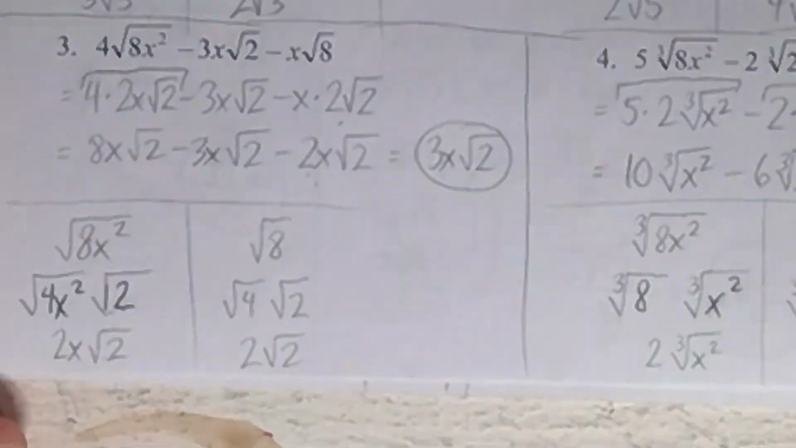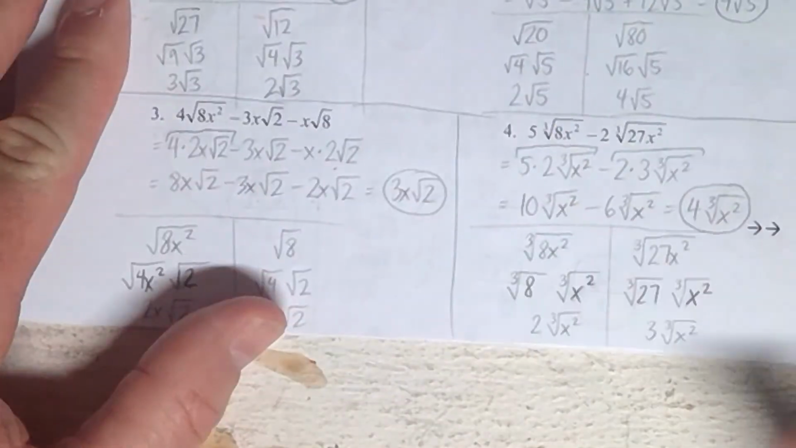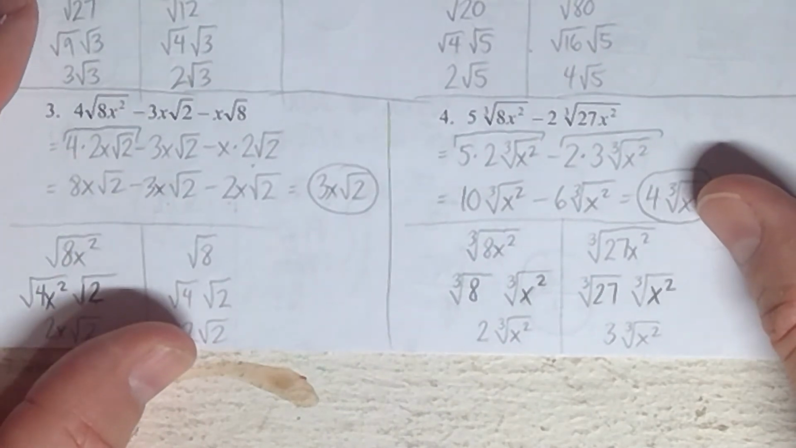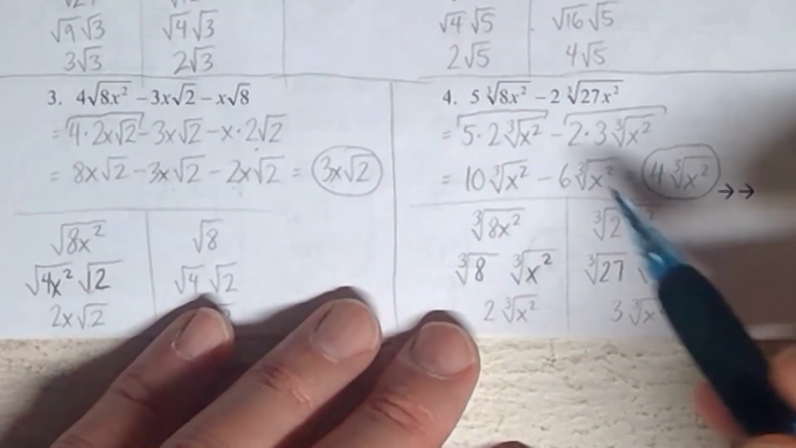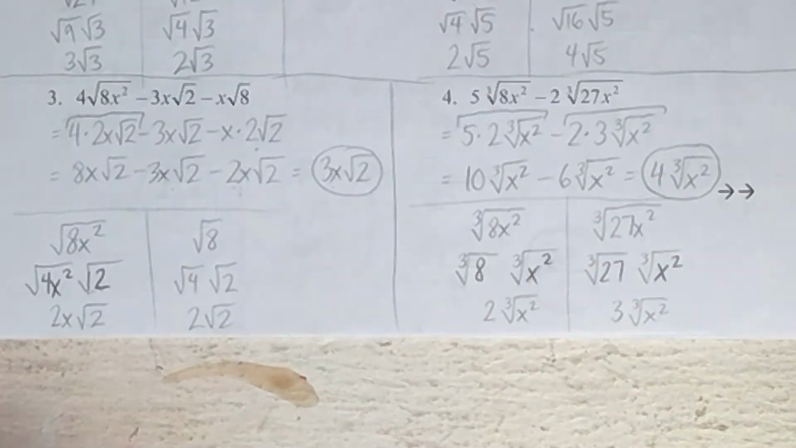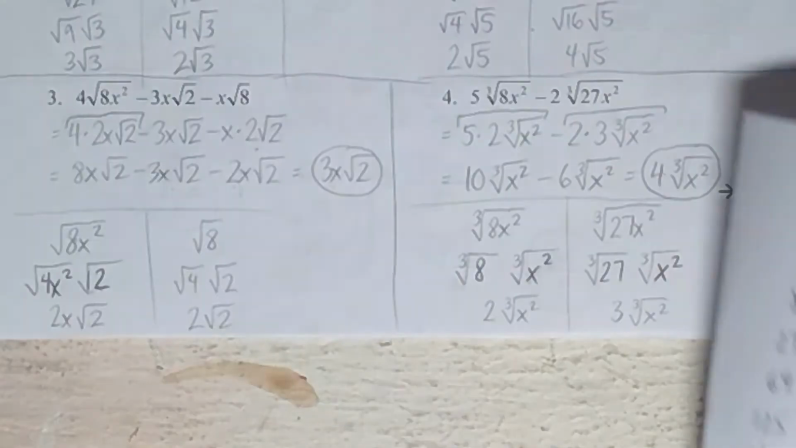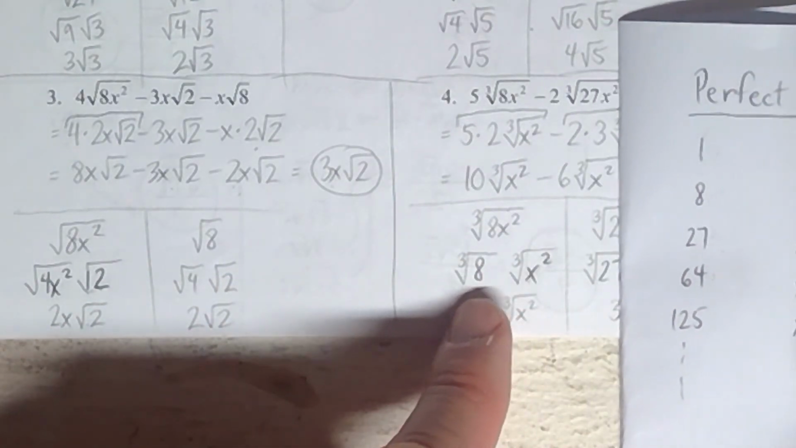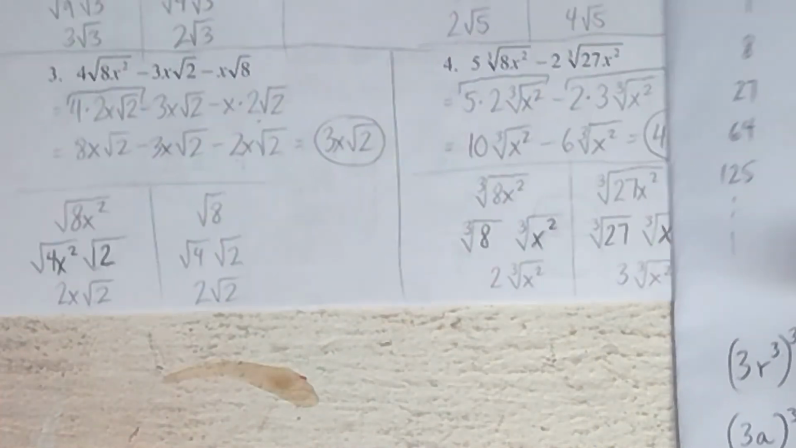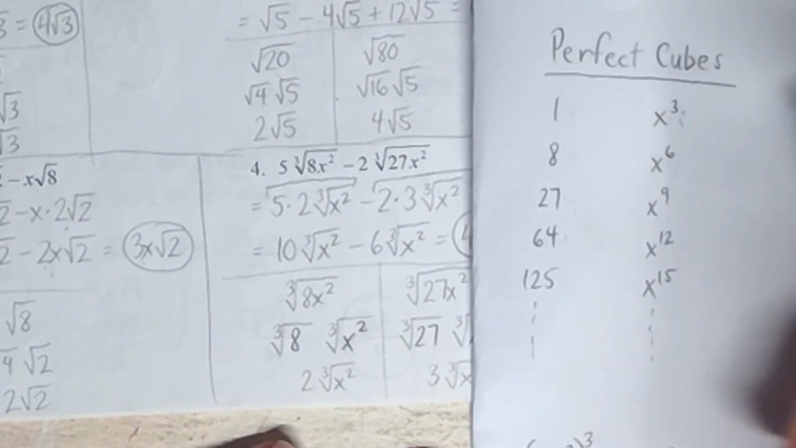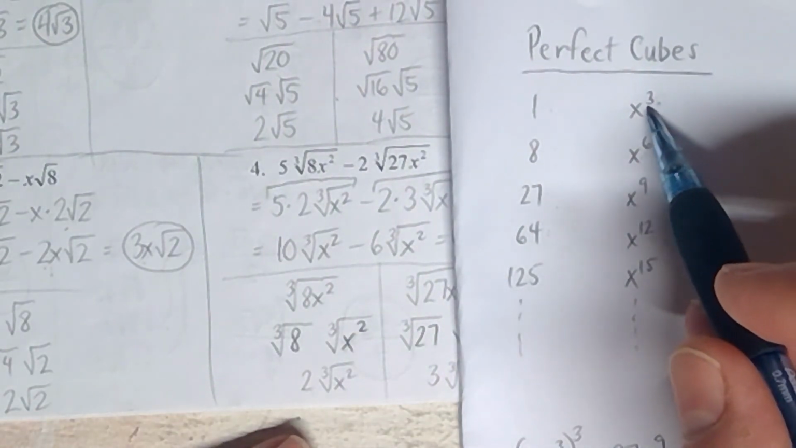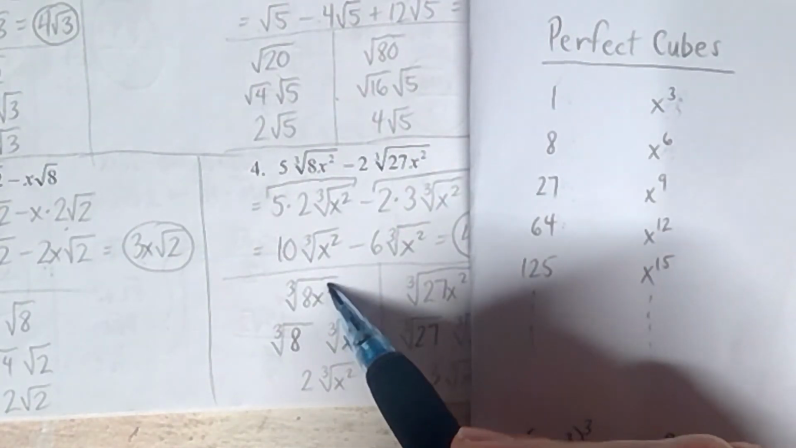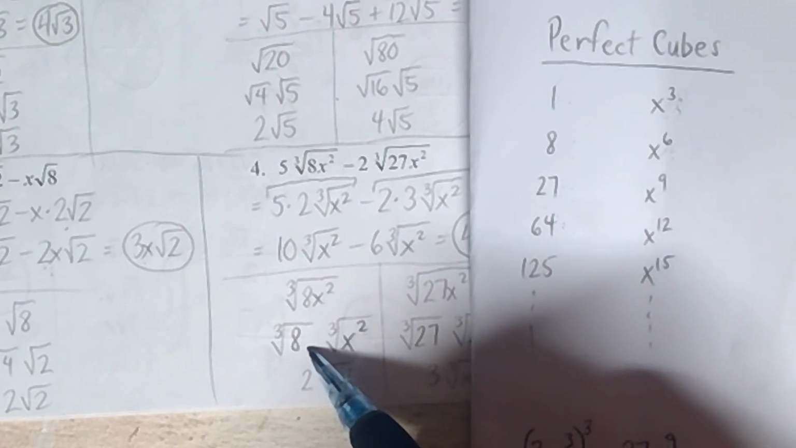And finally, in number 4 here, be careful because this is a cube root problem. Just make sure you're looking at the other list now, the perfect cube list instead of the perfect square list. So looking at the perfect cube list, we can factor out 8 out of 8. But you can't factor anything out of x squared. Why is that? It's because the smallest exponent that works for perfect cubes is x cubed. So x squared is too small to factor anything out of it. And so don't put anything over here for x.